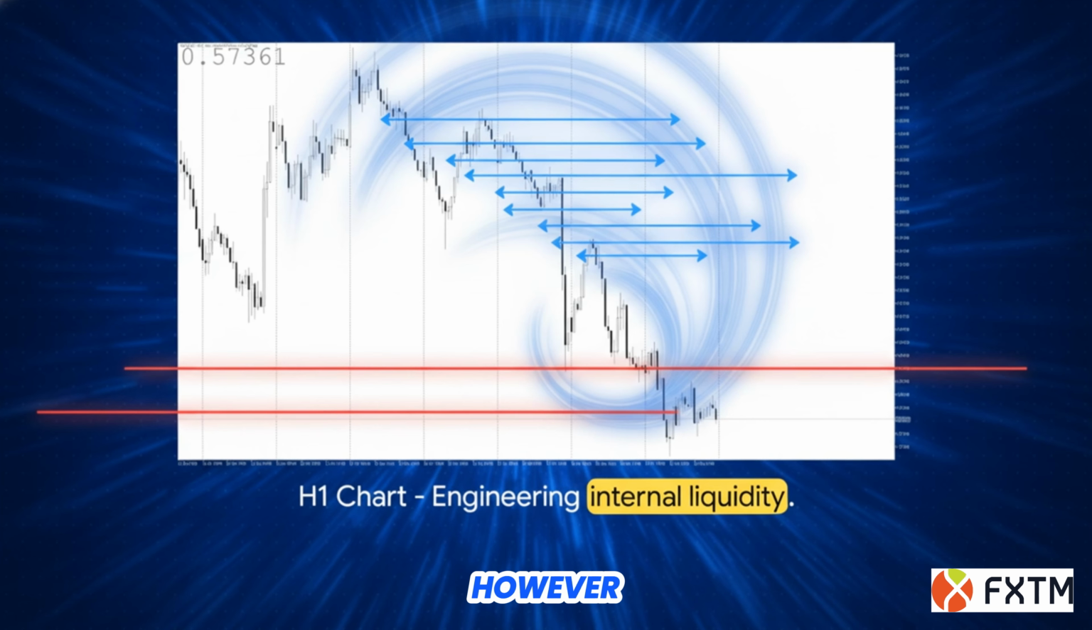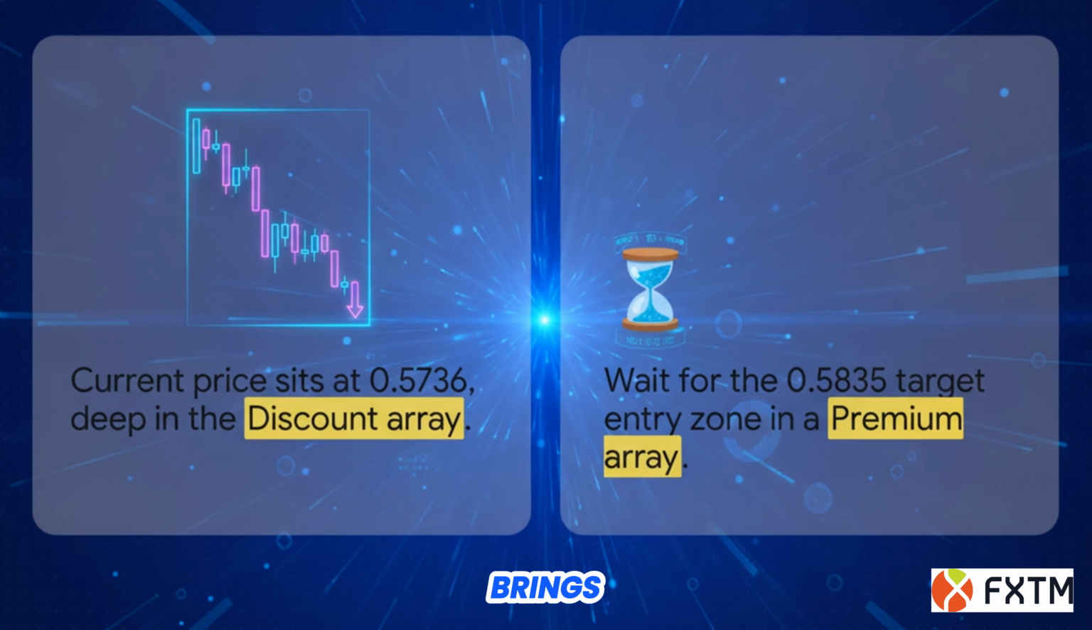The algorithm, however, sees these resting buy stops as a magnetic draw. It's going to hunt that liquidity to mitigate its short positions at a vastly better price before finally dropping further. This brings us to perhaps the most critical rule of ICT, dealing ranges, and pricing arrays.